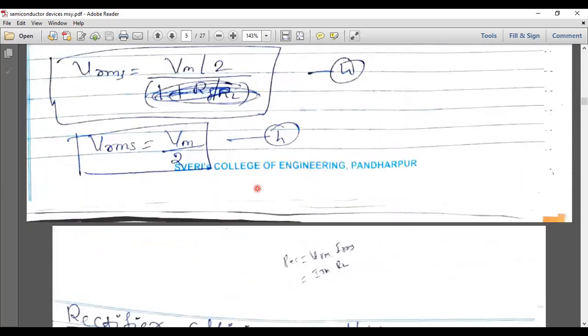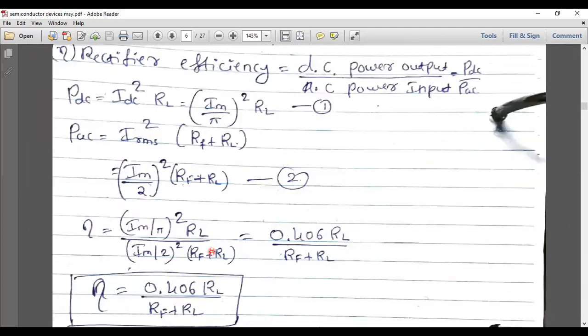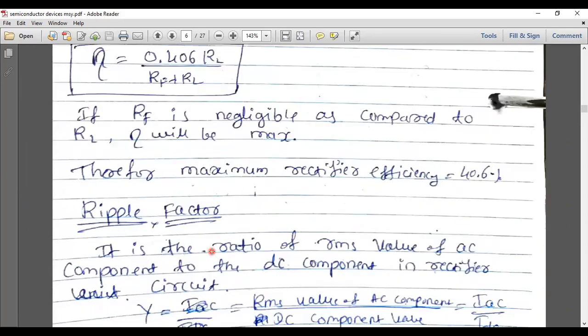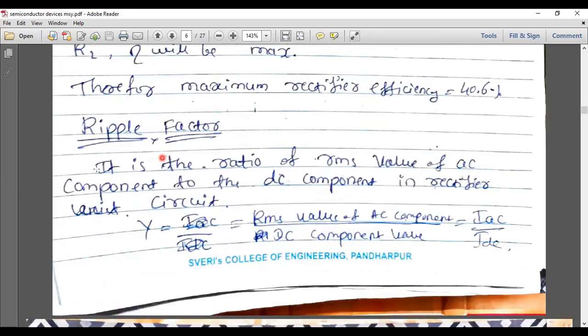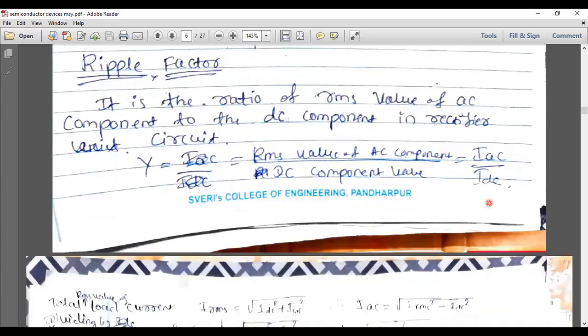Remember. So like that, rectification efficiency is this; no need to study this much. But one more important point is there, that is ripple factor. It is there in your syllabus. It is the ratio of the RMS value of the AC component to the DC component in the rectifier circuit here now. So for the RMS value of the AC component we are going to consider IAC, and the DC component we are going to consider as IDC here now.